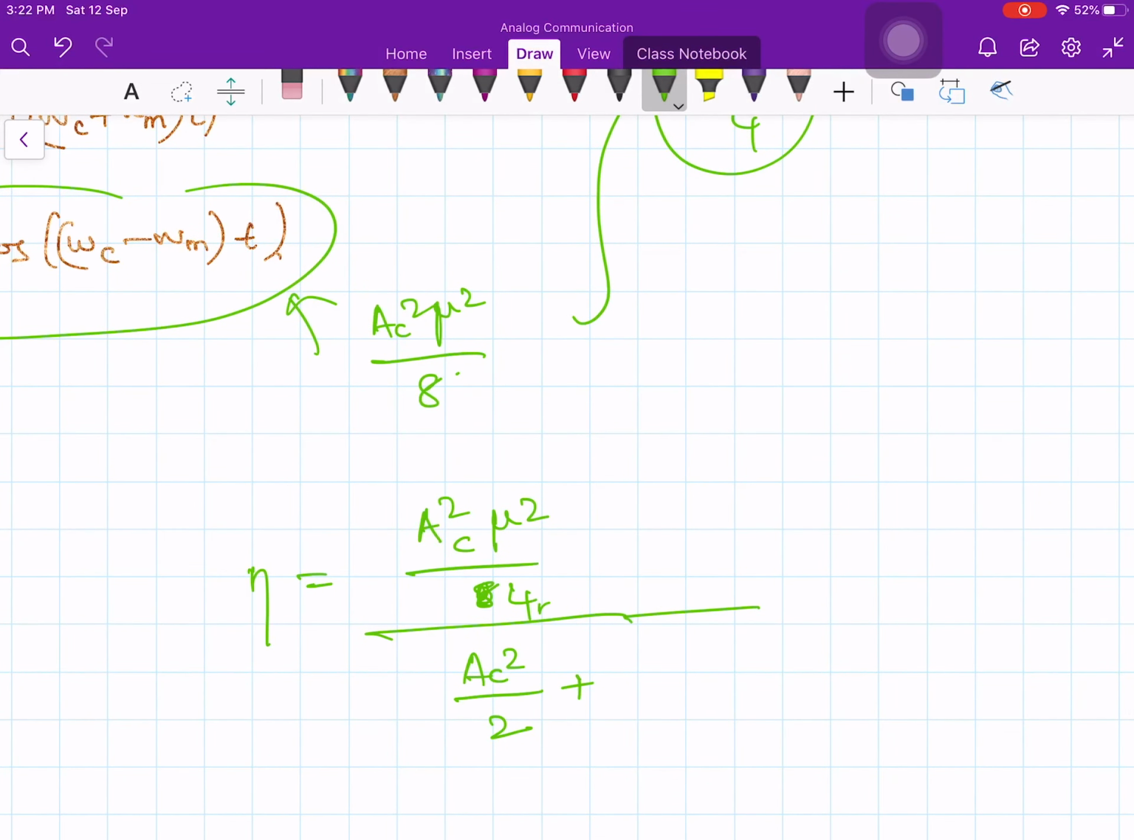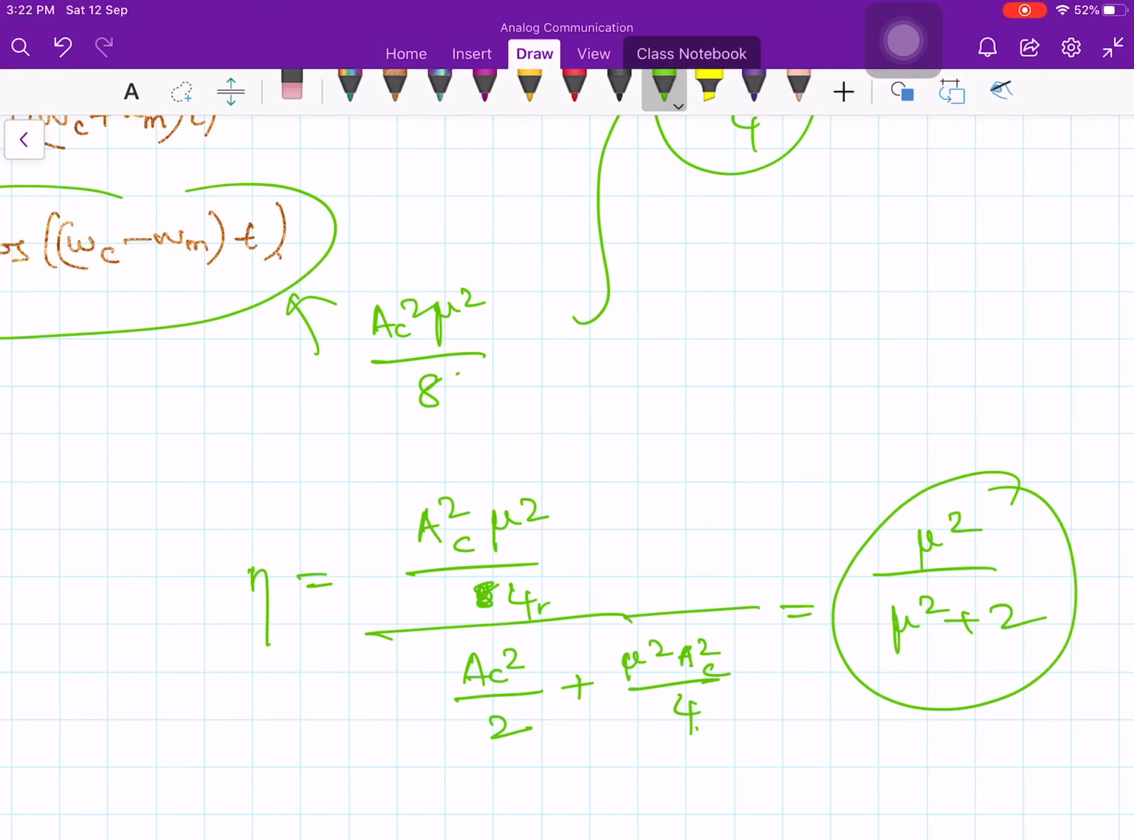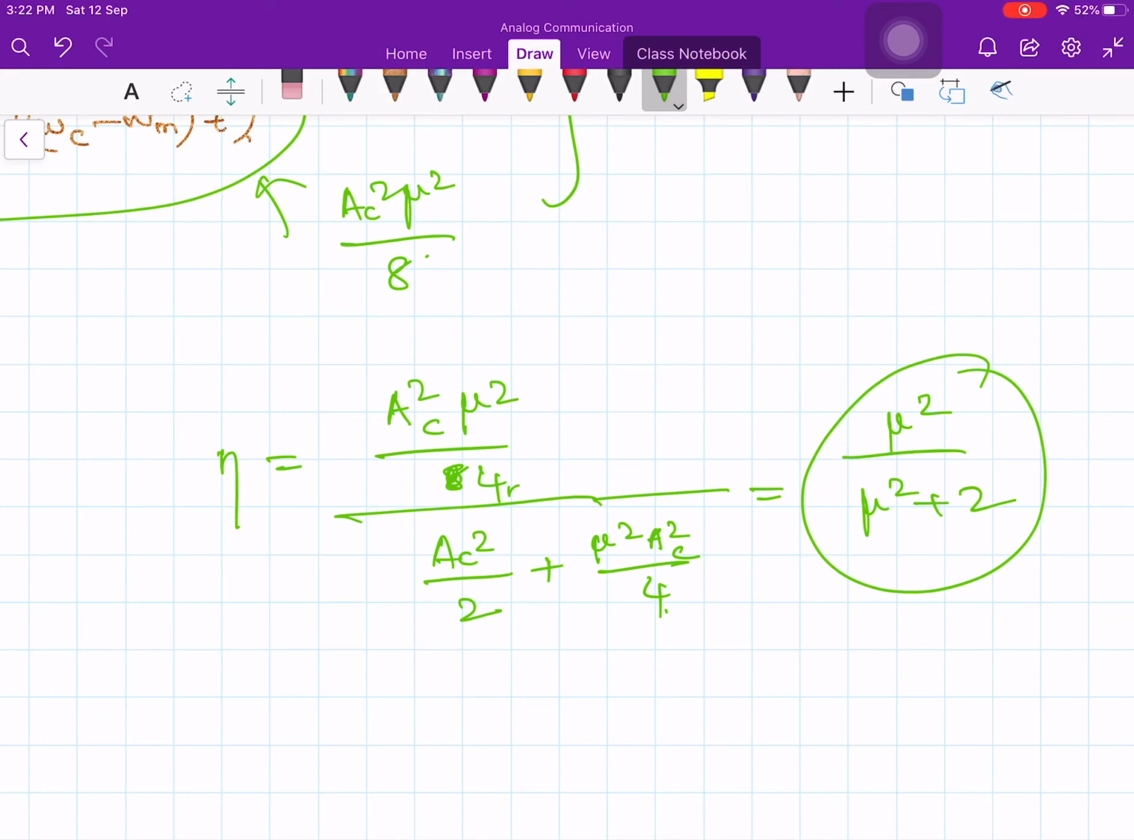The denominator is A_c squared by 2 plus mu squared A_c squared by 4. Both in the numerator and the denominator we have A_c squared, you can pull it out. If you rearrange, this becomes mu squared divided by mu squared plus 2. So this is the power efficiency that you will have for the modulation index of mu.